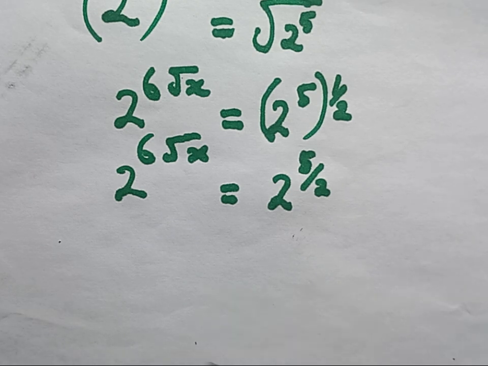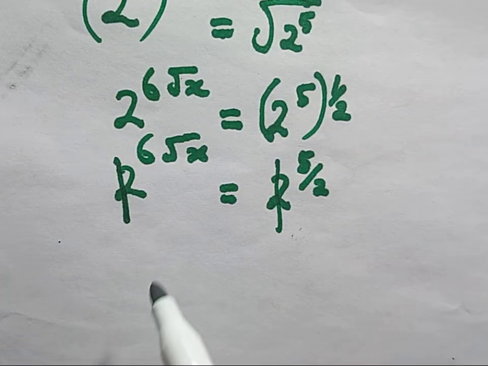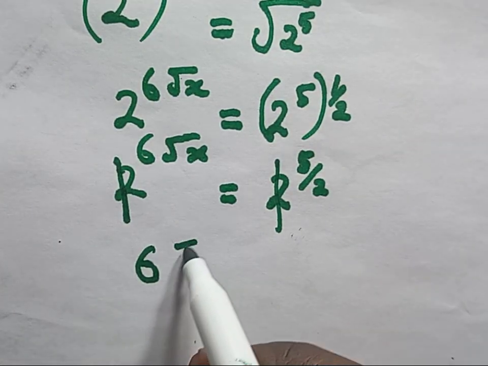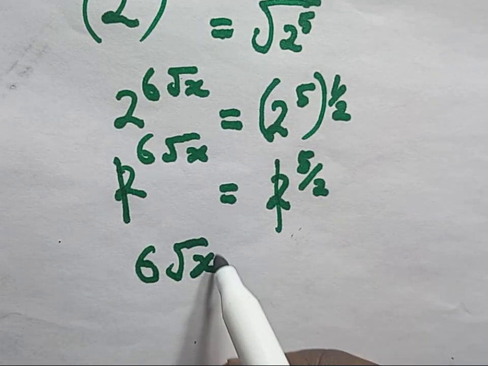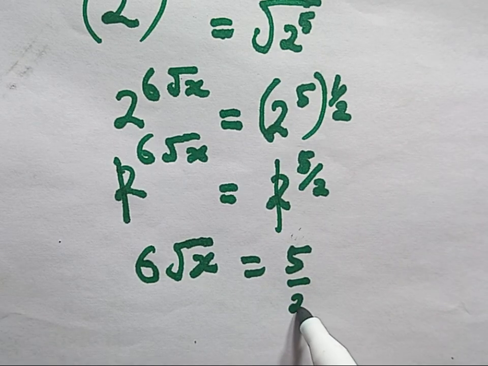So at this point, since the base is the same, I can actually go ahead to construct the base, and then I will equate the power. So 6 multiplied by root x is now equal to 5 divided by 2.